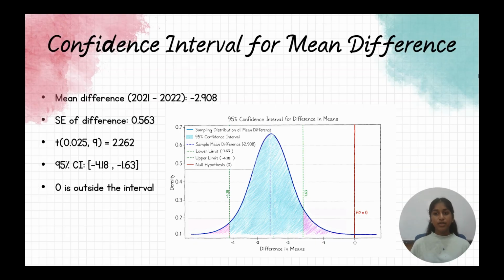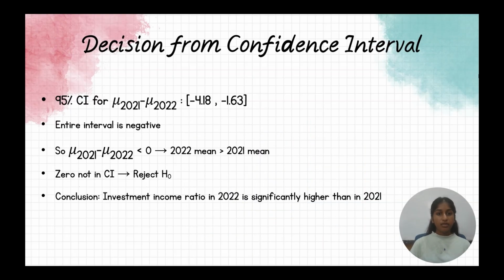We can see that 0 is outside the shaded interval. Now we can use this interval to make a decision. Our 95% confidence interval is minus 4.18 to minus 1.63. The whole interval is below 0. So mean of 2021 deduct mean of 2022 is lower than 0. This means the average investment income ratio in 2022 is higher than in 2021.